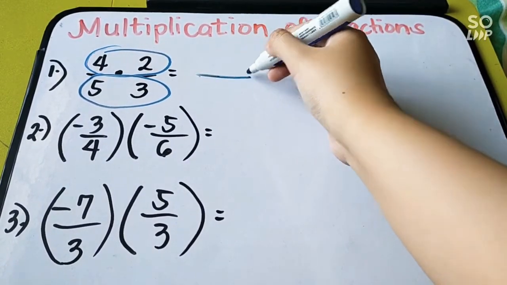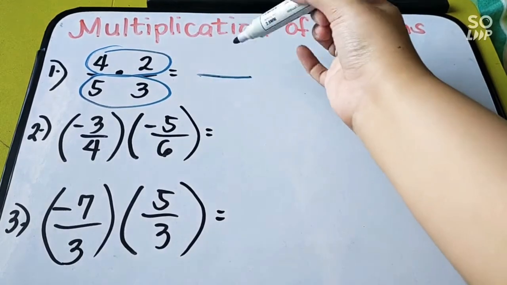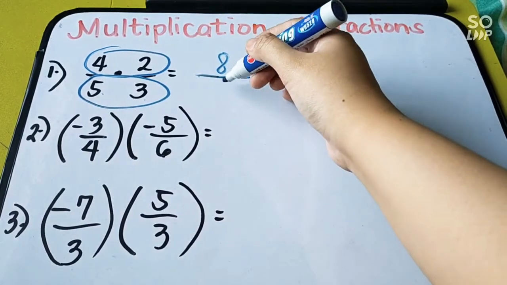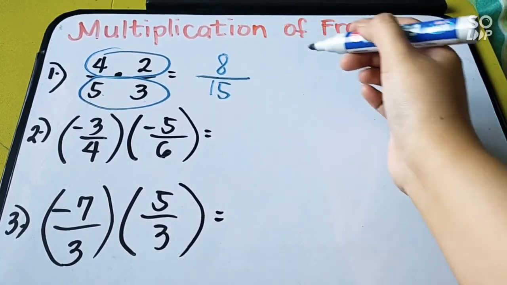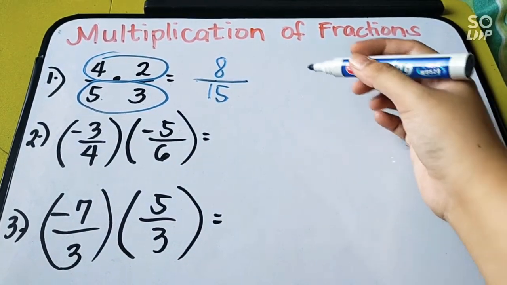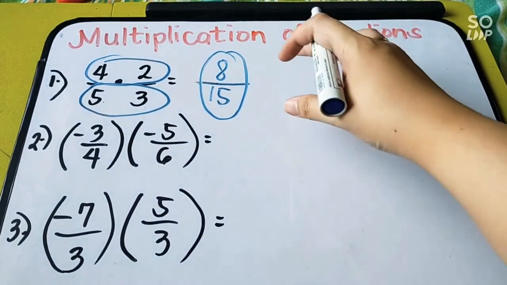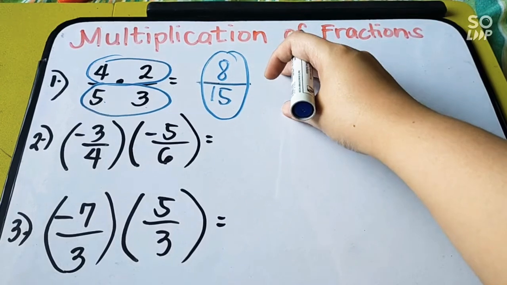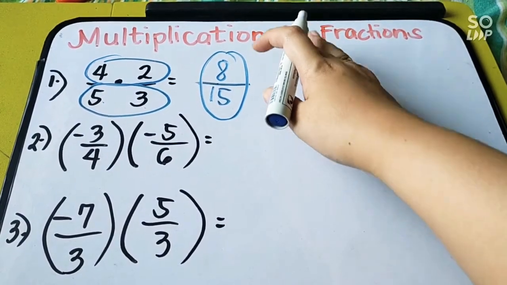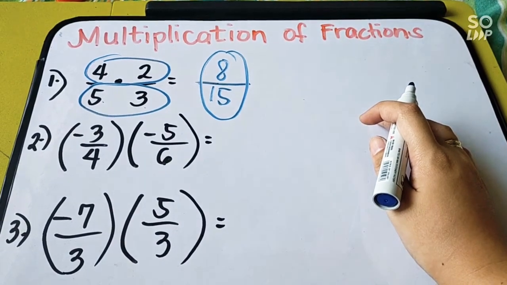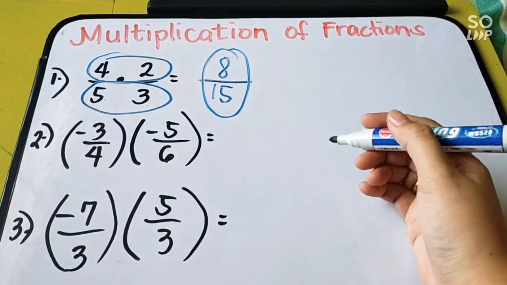Let's have multiplication. 4 times 2, the answer is 8. 5 times 3, the answer is 15. Ganun lang kasimple. So, the answer is 8 over 15. So, wala na siya, hindi mo na siya pwedeng i-simplify kasi wala nang divisible para sa kanilang dalawa. Is it clear? Next tayo. Let us have number 2.